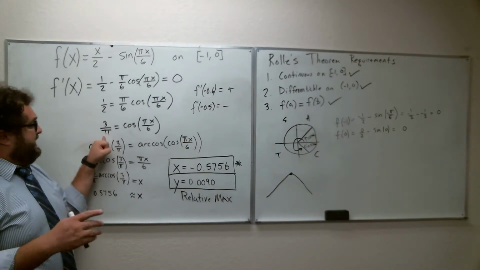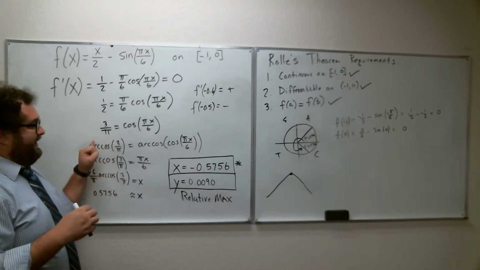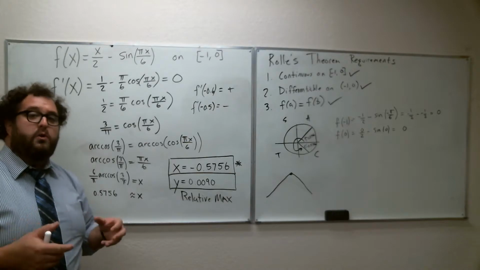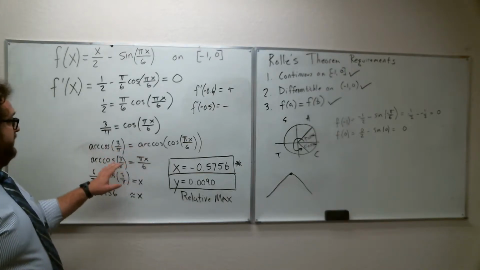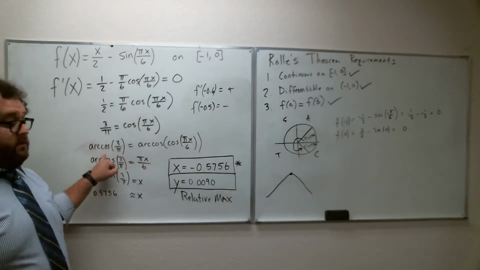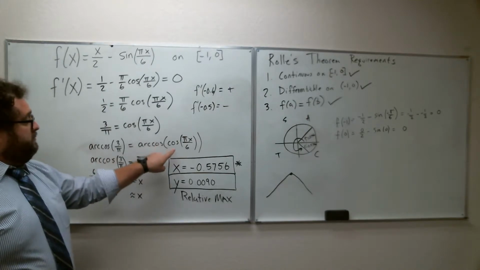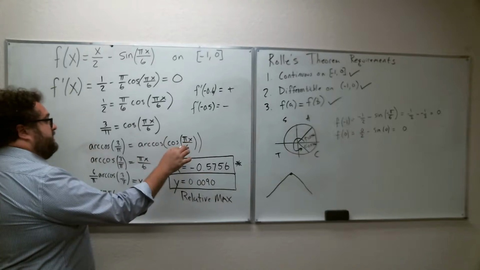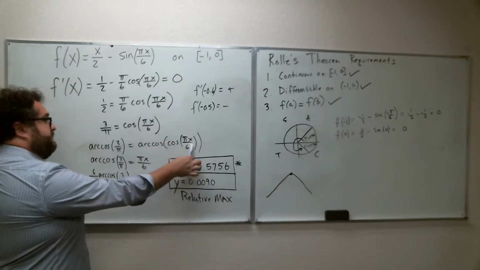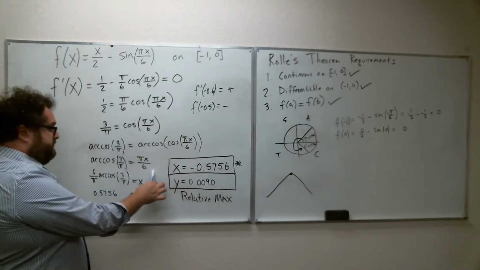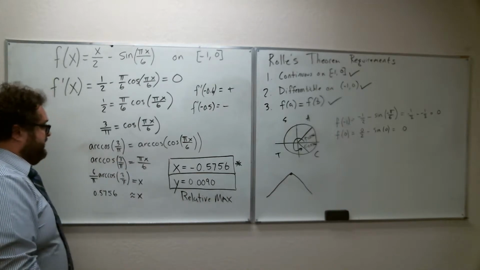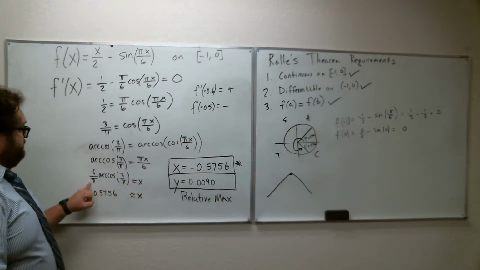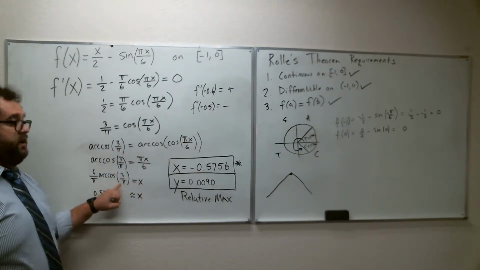Now, when it's something kind of crazy that's not on our unit circle, we need to take the inverse cosine, in this case, of both sides. So we take the arc cosine, which is inverse cosine of both sides. The reason we do that is because when you take the function and compose it with its inverse, you simply get the argument back. And so now we can solve for x. So x equals 6 over pi times the arc cosine of 3 over pi.